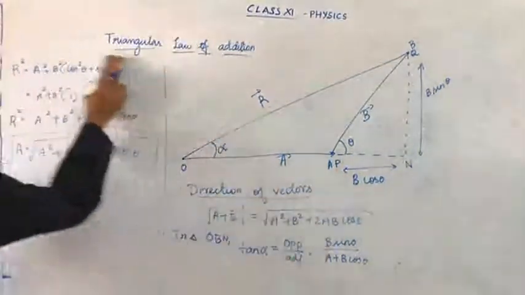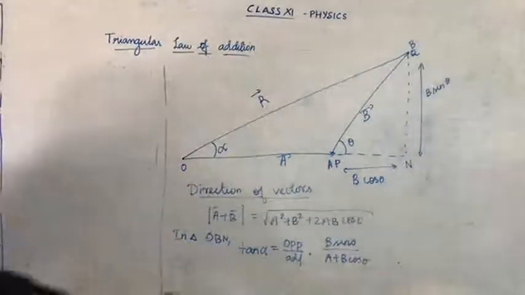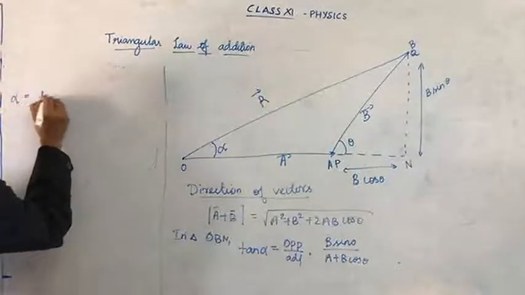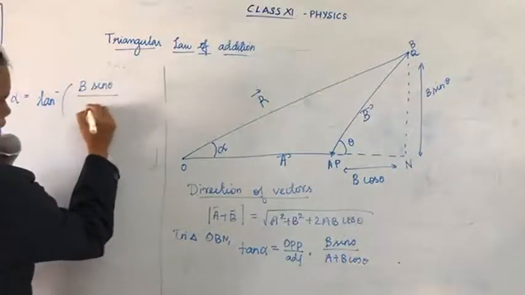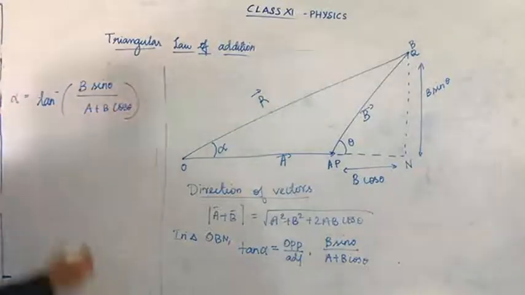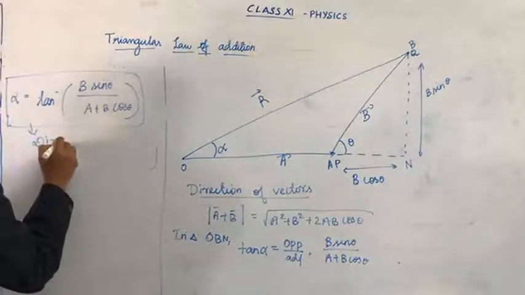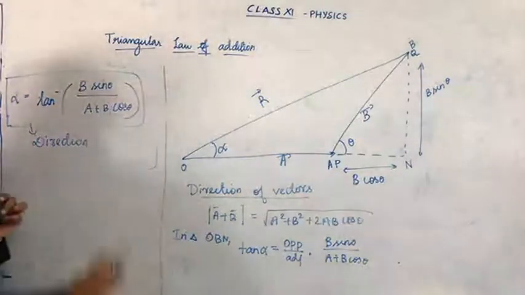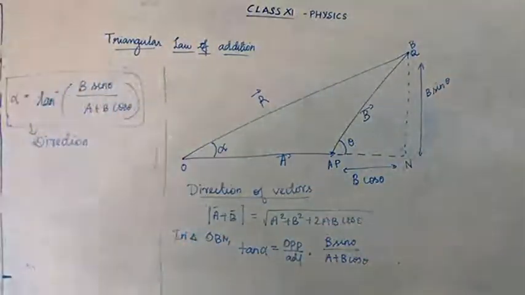Have you written? Now alpha is equal to tan inverse of B sin theta by A plus B cos theta. Okay, this is the alpha. This is the direction. For finding direction, we have to use this formula. For finding magnitude, we have to use this formula. Okay, children, you understood? Right.